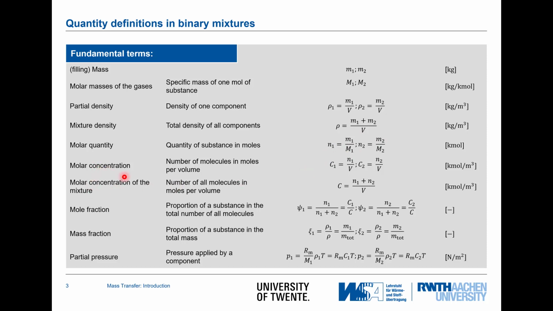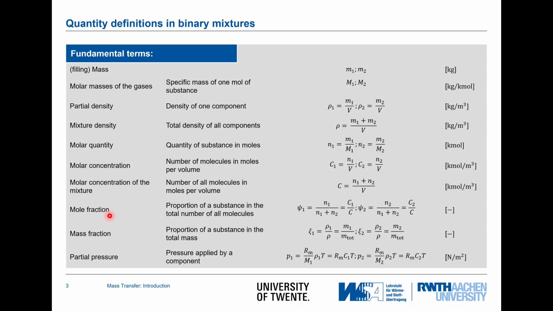The molar concentration is the number of molecules or the number of moles divided by volume. It's denoted by capital C, so this is n1 over V or n2 over V. Unit kilomole per cubic meter. The molar concentration of the mixture, as it was the mixture density, we sum up here the number of moles, so n1 and n2 divided by the volume, and we call that capital C, no index. It's kilomole per cubic meter.